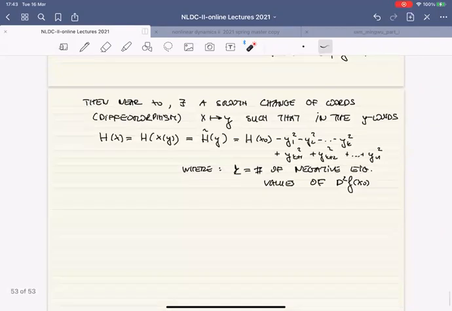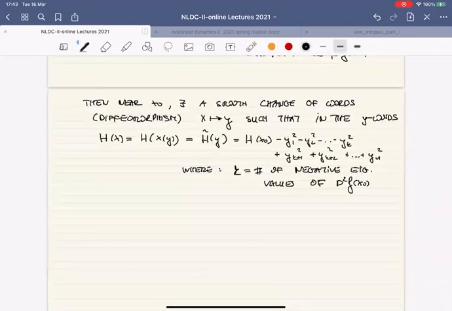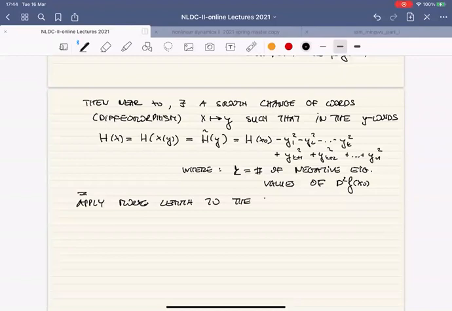And conceptually, it's simple because then apply the Morse lemma to the above Hamiltonian.